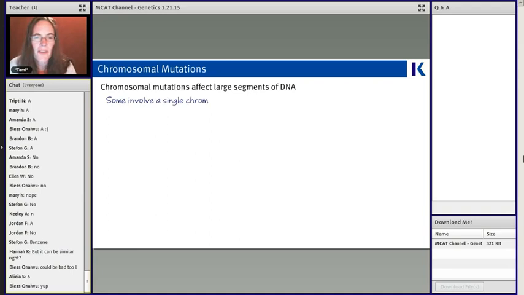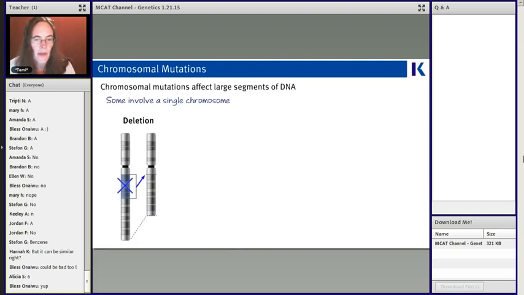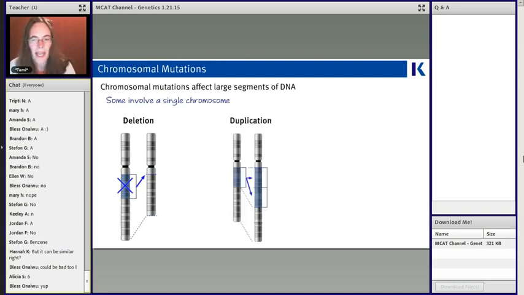This is where we affect large parts of our chromosome. So some can involve a single chromosome. For instance, I can delete a chunk of the chromosome. Well, I just lost those genes. So that chromosome is now shorter. I could duplicate part of that chromosome. Well, now I have multiple copies of those genes. This is going to potentially change things.